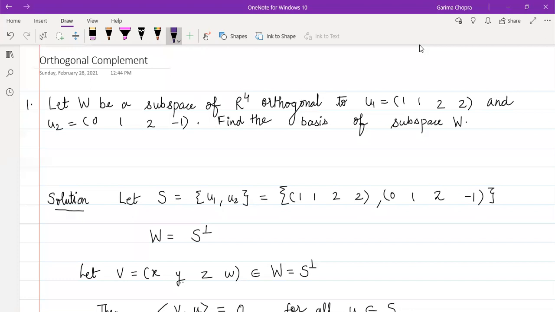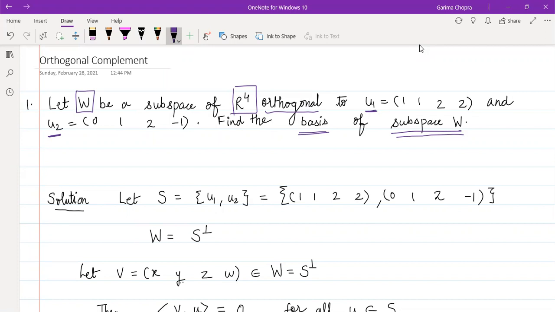In this video, we will take a problem based on the concept of orthogonal complement. The problem is, let W be a subspace of four-dimensional space R4 orthogonal to vectors U1 and U2. Here, we have to find the basis of the subspace W. See, here this subspace W of four-dimensional space R4 is the orthogonal complement of the set having two vectors U1 and U2.